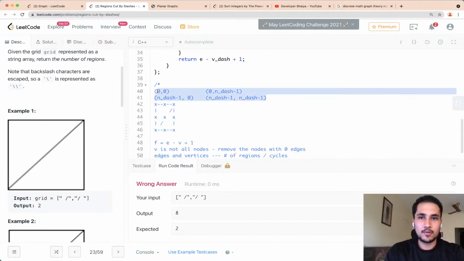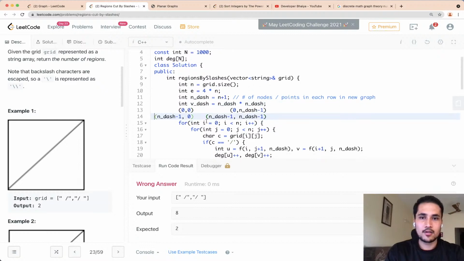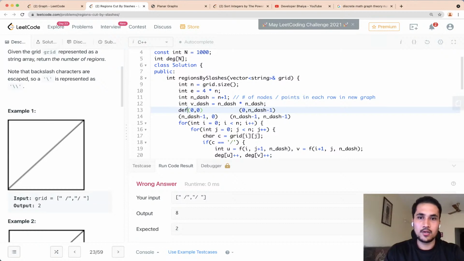So let's copy this over here. What I am trying to do is degree of f of plus plus. But actually, let's do it in a better way. So vector of pair of int comma int. Let's call it corners. So for corners, it will have a list like this.